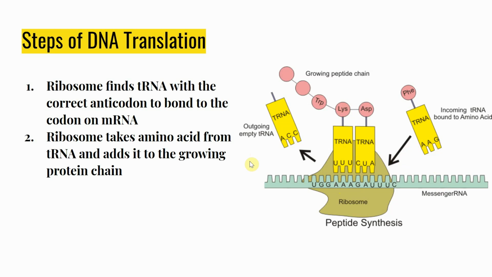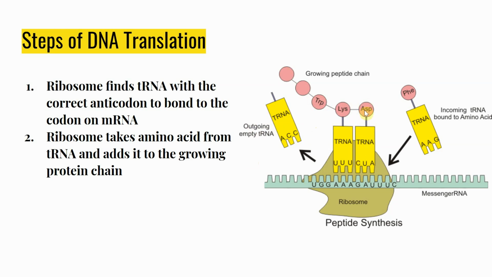The second step is that the ribosome is going to take the amino acid from the tRNA and add it to the growing protein chain. So basically, the ribosome has the tRNA come in, and then it pops the amino acid off of the top of the tRNA here. We see that there's an outgoing empty tRNA because it gave up its amino acid, and now it's going to leave.